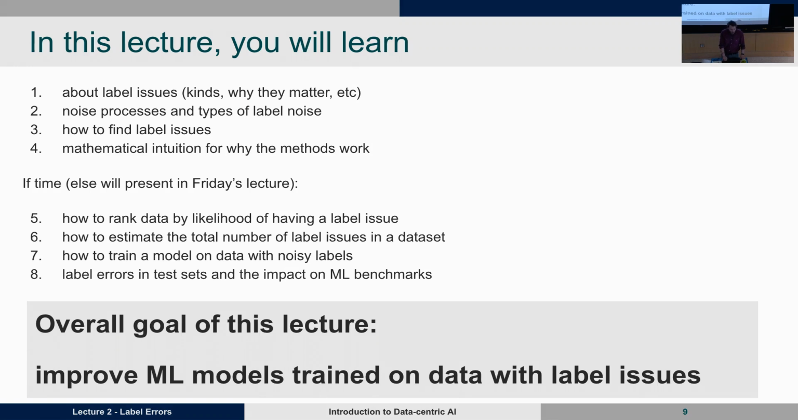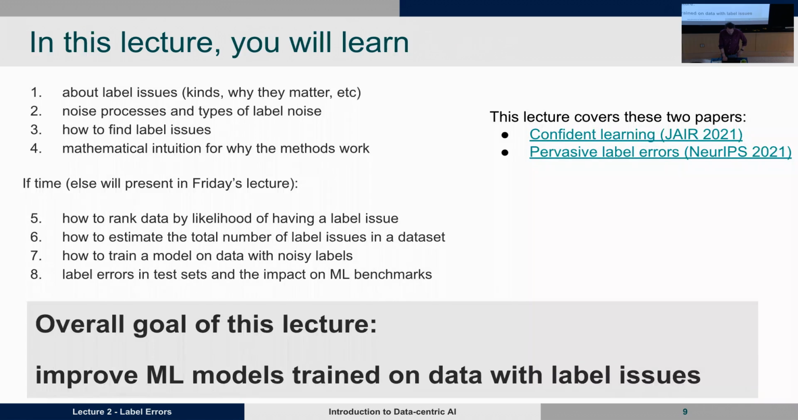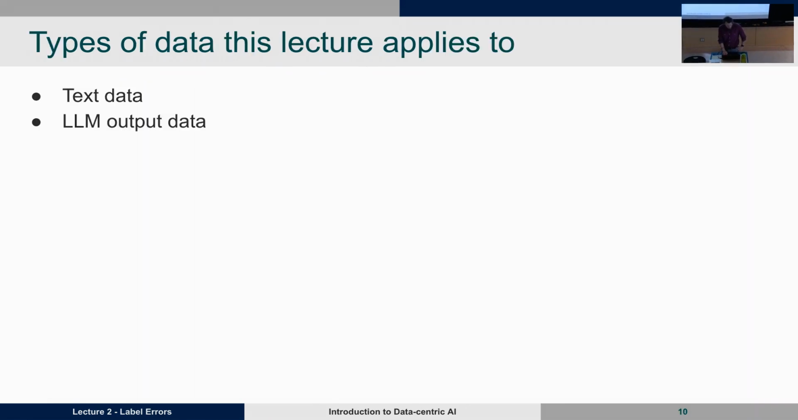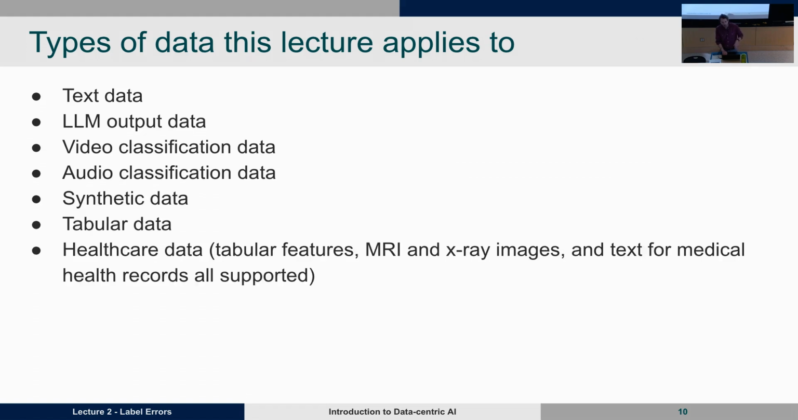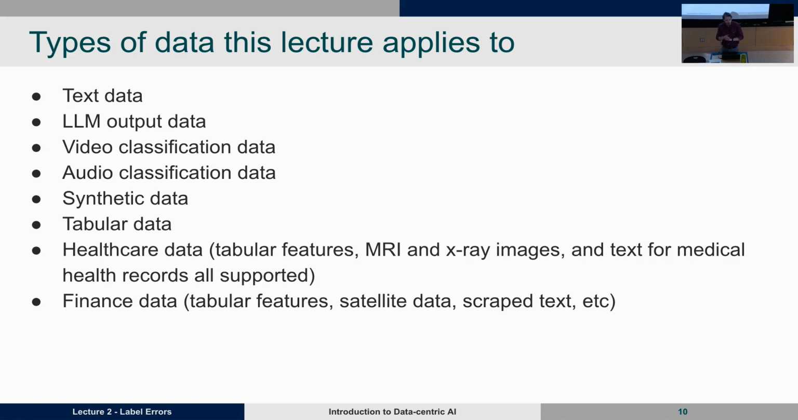I just wanted to share that story to show this is very real, and this is how we were able to make the jump to train a machine learning classifier to detect cheating at scale across like 700 different courses. Okay, let's dive in. There are 2 papers if you're interested in looking up more. The types of data this lecture applies to: text data, LLM output data, video classification data, audio. This is a kind of a joke slide. This is any type of data you can train a machine learning model on. Okay?